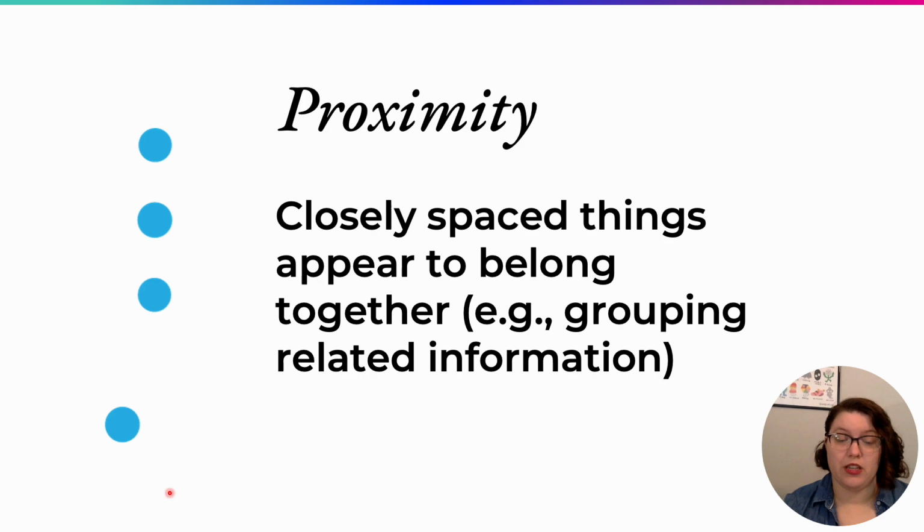Proximity is when things that are closely spaced appear to belong together. They look like a group. So here, technically, there are 4 circles, but these 3 look like they're in a group, and this one looks like it's off by itself due to their proximity or their distance in space from each other.